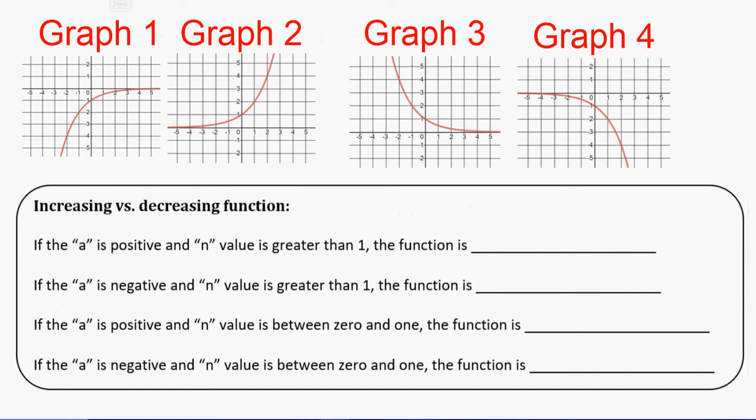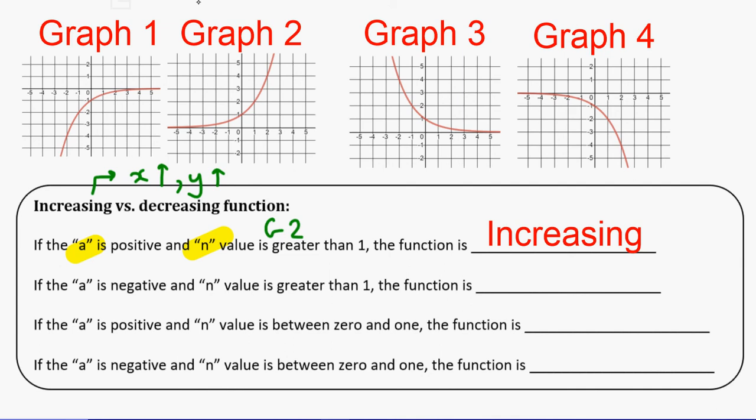If a is positive and n is greater than 1, this one would go with graph 2. So I'm just going to write here, this guy here is graph 2, G2. And so here, this is increasing. Why? Increasing means when x goes up, y also goes up. So as my x goes to the right, my y values are going up. So we call this an increasing function.